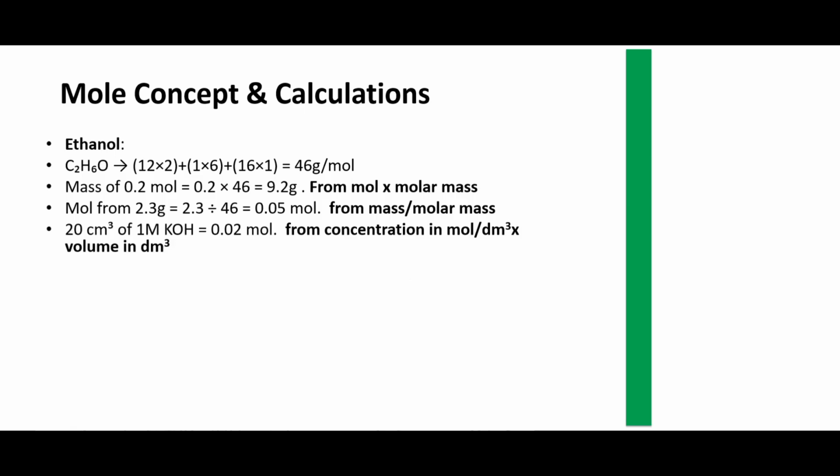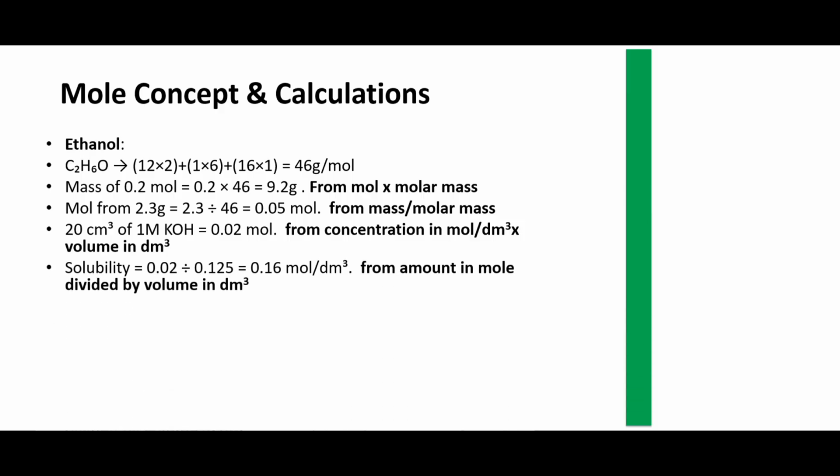This is because the molar concentration of KOH at 56 grams per dm cube is 1 mole. The number of moles is concentration in mole per dm cube times volume in dm cube. So we have 0.02 times 1. If 0.02 moles in 125 centimeters cube, the solubility is 0.16 moles per dm cube. You may ask how. Amount in mole over volume in dm cube.